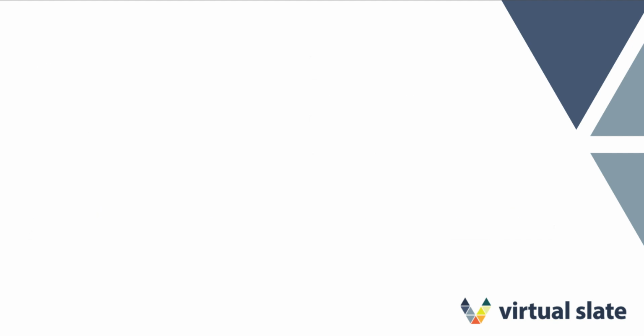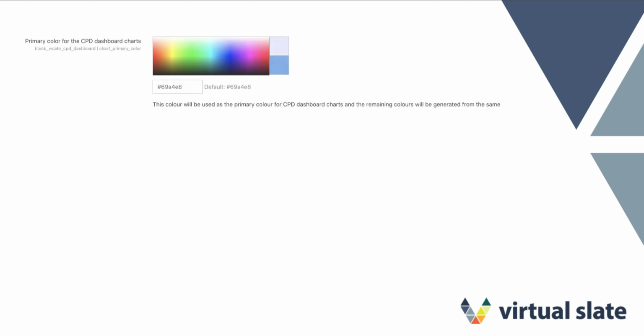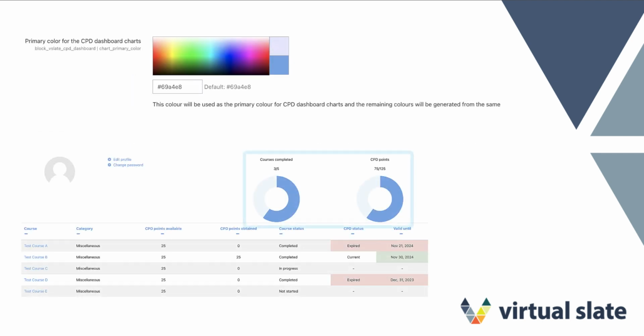Referring back to the plugin settings page, if the Display Course List setting is unchecked, then the block will display a View Details button instead of the course list. Clicking the View Details button will open the course list on a separate page. The Primary Color for CPD Dashboard Charts setting allows you to define the color that will be used for the CPD charts.